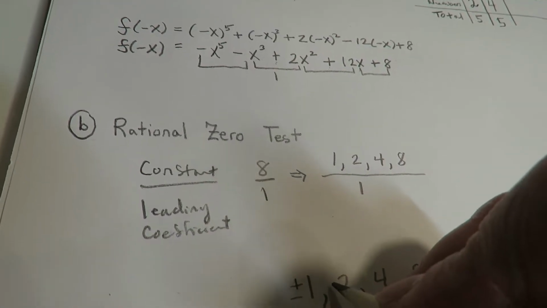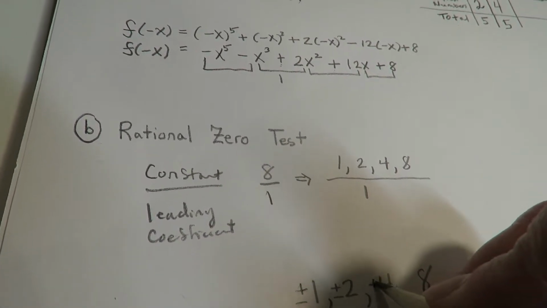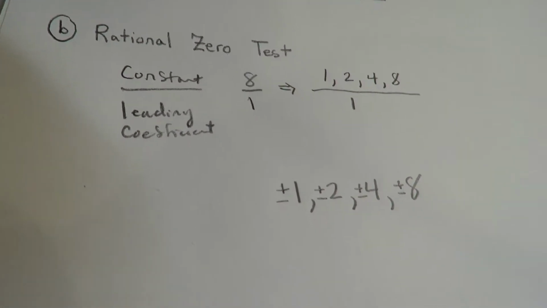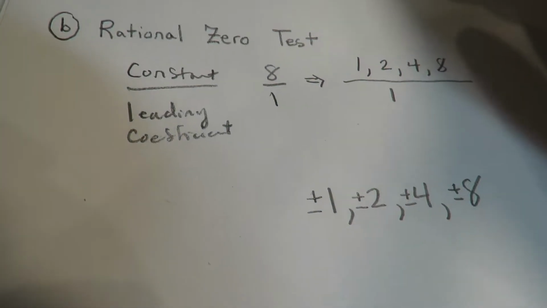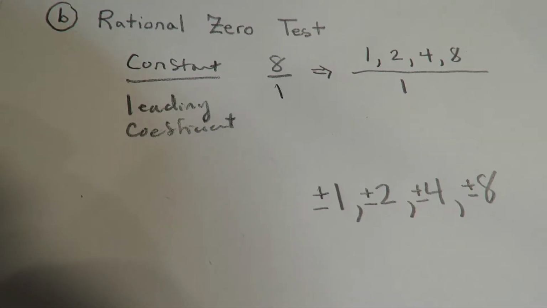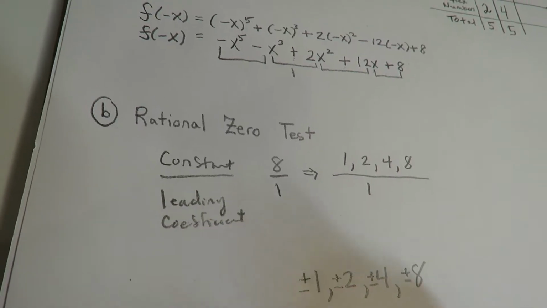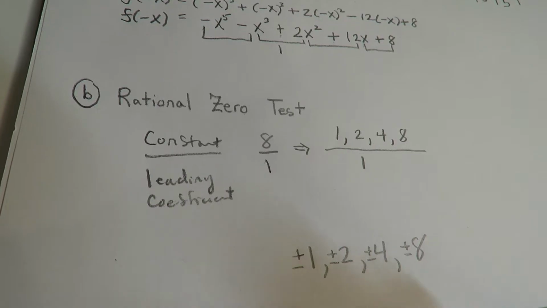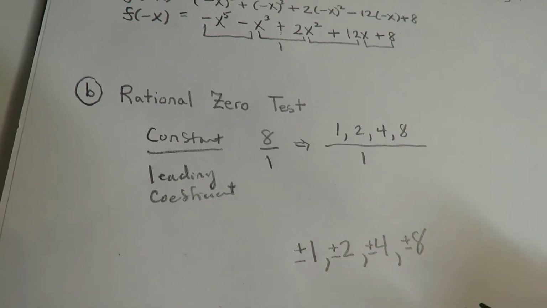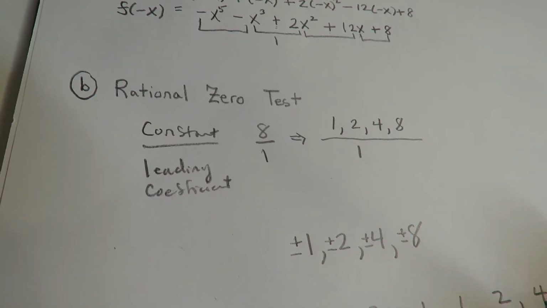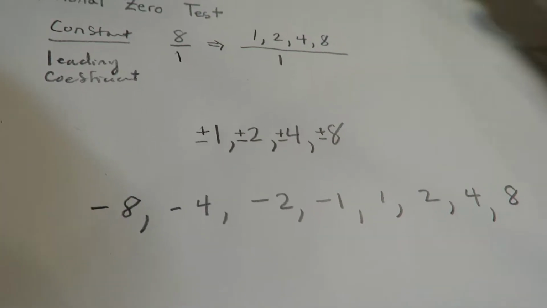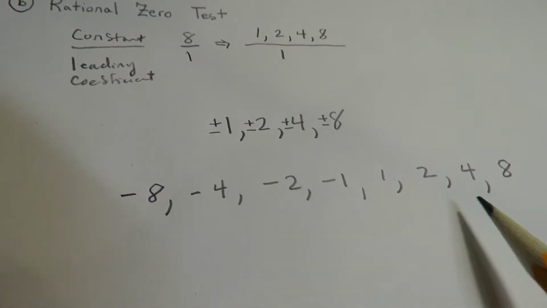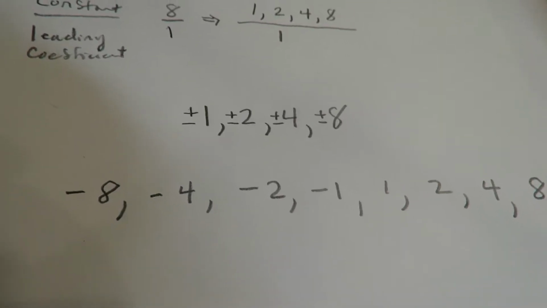So I'm going to take the positive and negative 1, positive and negative 2, positive and negative 4, and positive and negative 8. So what I'm saying is that the zeros of this problem, otherwise known as the x-intercepts, could potentially be, and I'm going to put this in numerical order for you, negative 8, negative 4, negative 2, negative 1, 1, 2, 4, or 8. So what this factors into is going to have these numbers, we don't know which ones yet, mixed in there, okay?